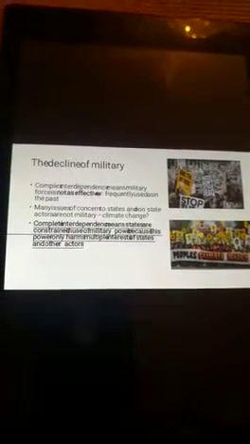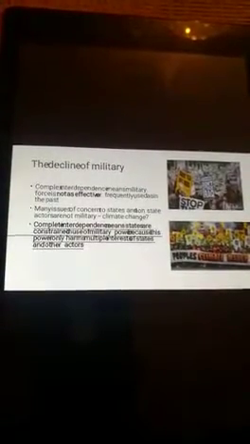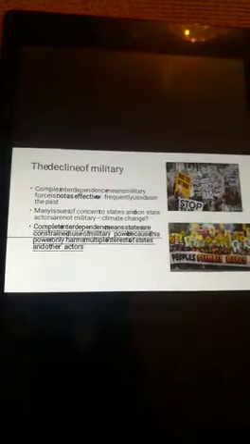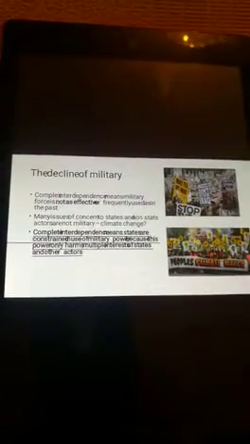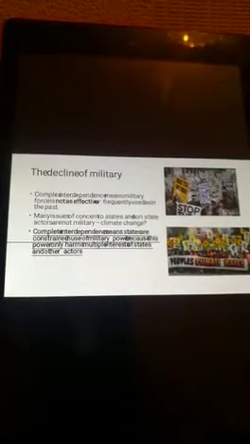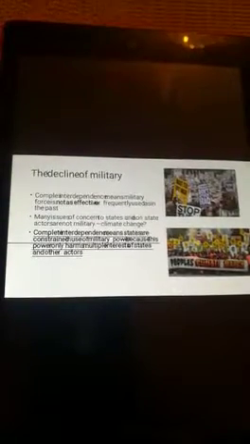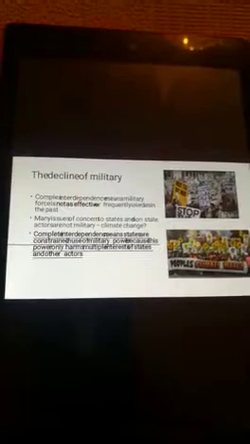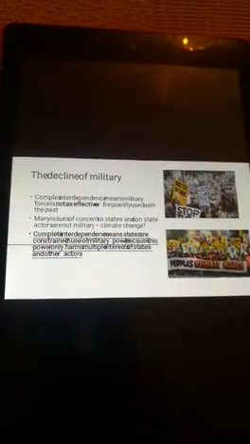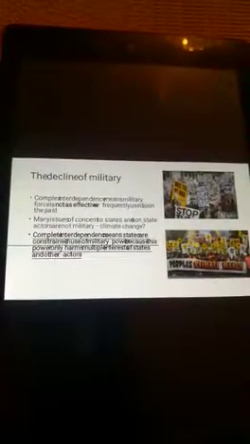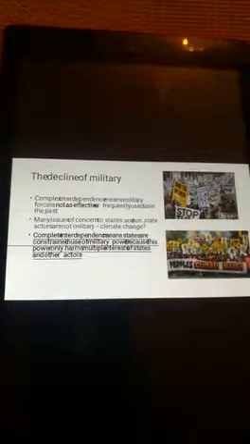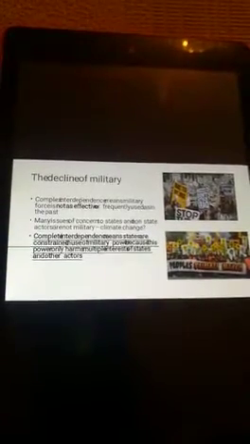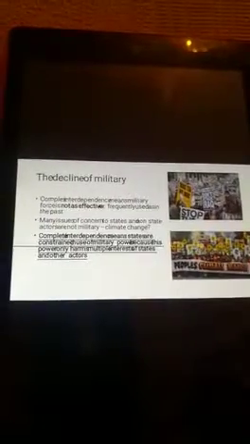The decline of military. Complex interdependence means military force is not as effective or frequently used as in the past. Many issues of concern to states and non-state actors are not military. Climate change. Complex interdependence means states are constrained in use of military power because this power only harms multiple interests of states and other actors.